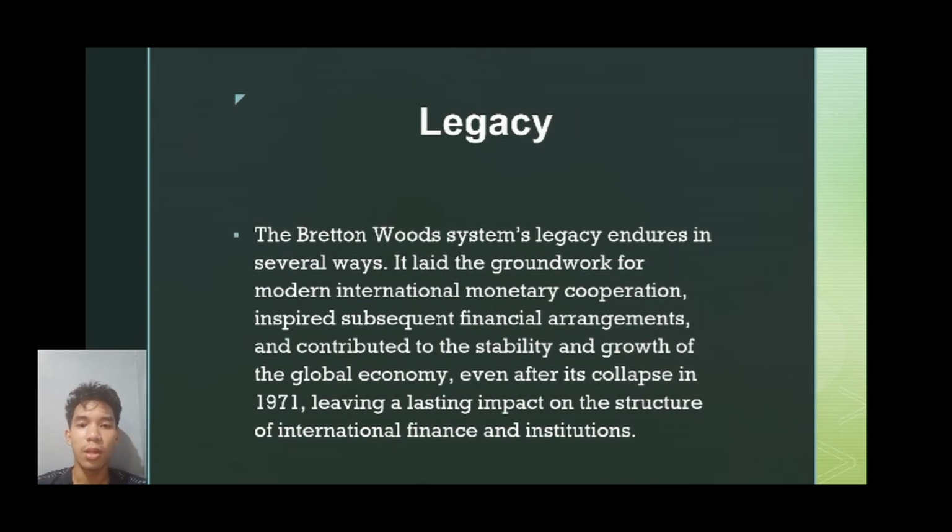The Bretton Woods system's legacy endures in several ways. It lays the groundwork for modern international monetary cooperation, inspired subsequent financial arrangements, and contributed to the stability and growth of the global economy, even after its collapse in 1971, leaving a lasting impact on the structure of international finance and institutions.